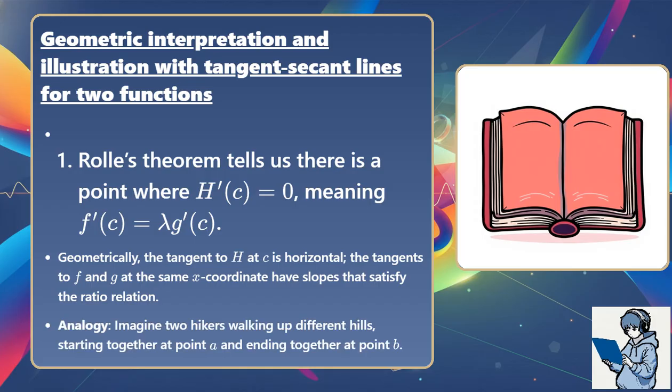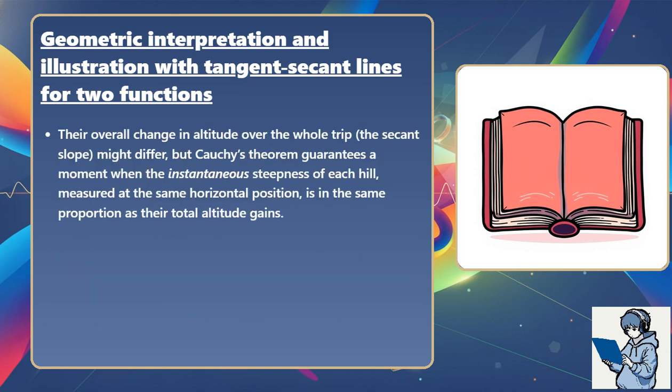Analogy: imagine two hikers walking up different hills, starting together at point A and ending together at point B. Their overall change in altitude over the whole trip, the secant slope, might differ. But Cauchy's theorem guarantees a moment when the instantaneous steepness of each hill, measured at the same horizontal position, is in the same proportion as their total altitude gains.